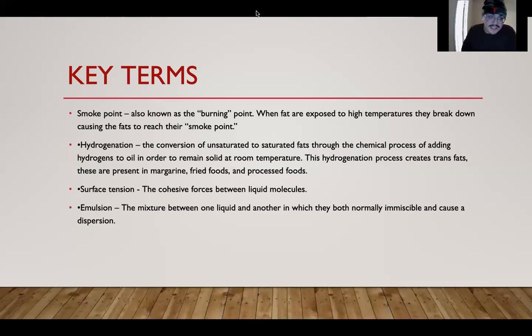And finally, we have emulsion. This is the mixture between one liquid and another in which they are both normally immiscible and causes a dispersion. We're going to talk a little bit more about emulsions later, but basically it's just two liquids that are whisked together or beaten together really fast, and it basically causes them to combine. Again, we'll talk about it a little bit later.